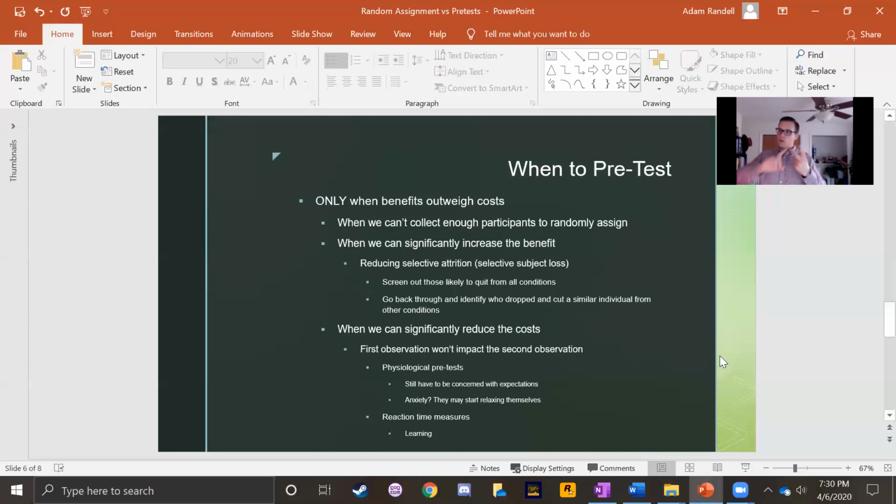So there you go. Not enough people for random assignment to work? Using pre-testing is justified. There's pretty good evidence or pretty strong expectation of subject attrition from one of your conditions? Maybe we want to use some pre-testing. Or pre-testing probably has reduced costs because it's very hard for it to affect their subsequent responses? Then pre-testing might be the way to go.